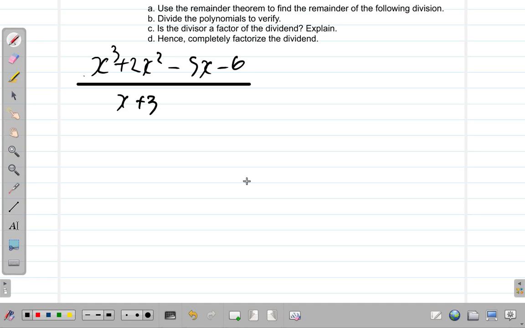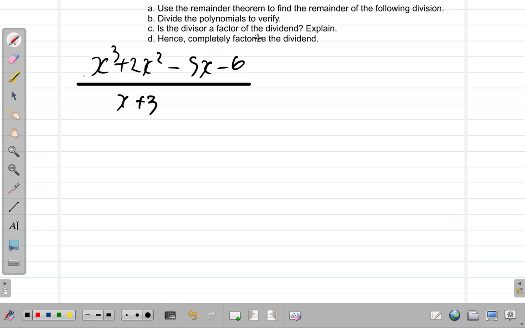Here's something I want you to do for me. Use the remainder theorem to find the remainder of the following division. So the division is x cubed plus 2x squared minus 5x minus 6 divided by x plus 3. After that, divide the polynomials to verify. I'm going to verify that that is really the remainder.